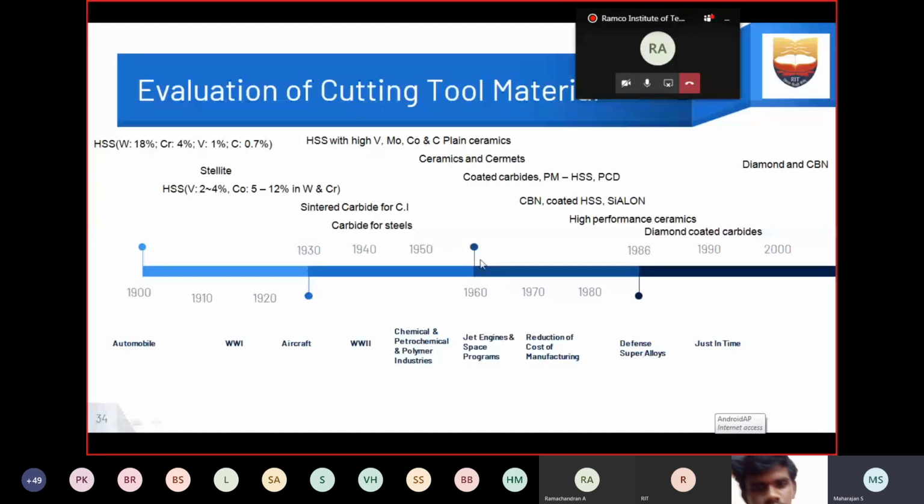And this is the evolution of cutting tool materials. Every year passes, and what happened? From the automobile field, it emerged in the years 1900 and 1910 and World War One. During World War One, new materials emerged for fabricating components for missiles, aircraft and bearings.